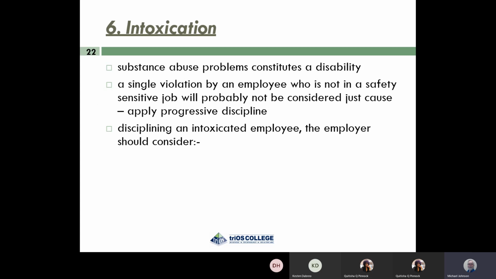Disciplining an intoxicated employee, the employer should consider, did the intoxication harm the business interest? If that individual is drinking in front of the business, it definitely has harmed that business. If this individual is hiding somewhere inside the building drinking, that's a little bit different, as long as they are not doing something that could cause harm to other people when they go back into their work environment.